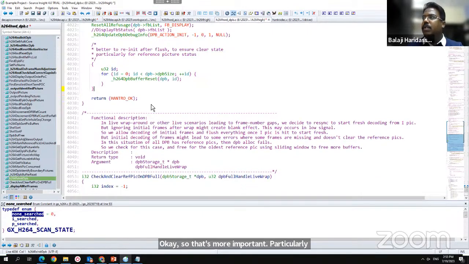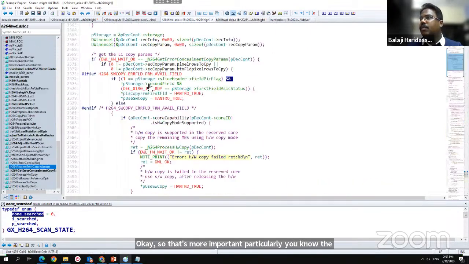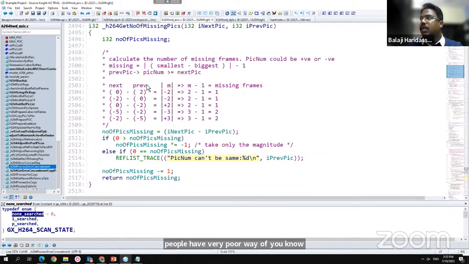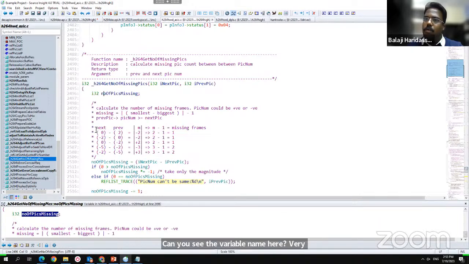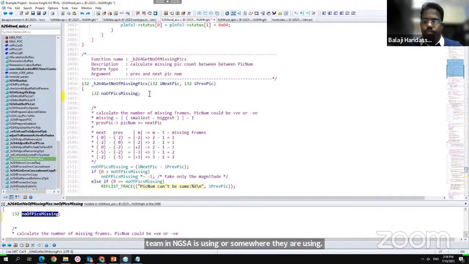Particularly, the people have very poor way of writing variable names. Can you see the variable name here? Very clear. No I, no J, no K. We have no clue what those variables are. Everyone uses the same name. It should be very clean. Number of picks missing. So this is a standard that some team in LGSI is using, or somewhere they are using. Okay, your company could have defined a standard. No, you should always write number of picks missing. No single case, double case character.